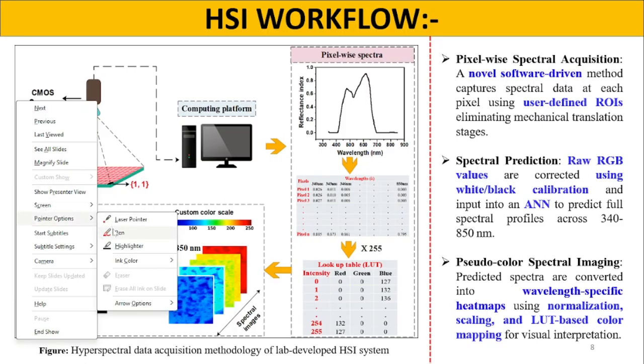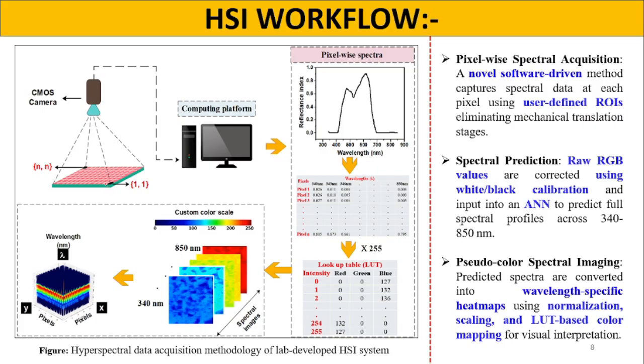Let me show it with a pen. If this is your pixel 1, pixel 2, pixel 3, pixel 4, it will try to generate the spectra of all the pixels one by one. That will help us to analyze how the reflectance intensity of the image is varying pixel by pixel, which is not possible in the case of normal RGB cameras or in the case of normal colorimeters, as we discussed in the last class.